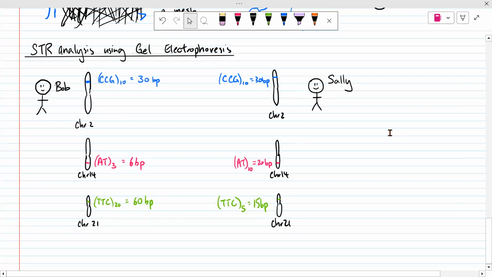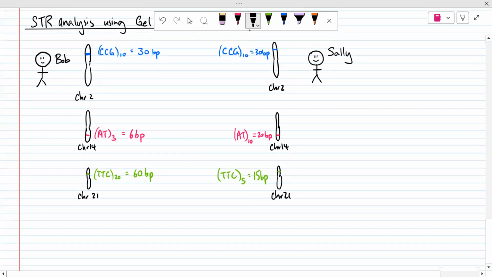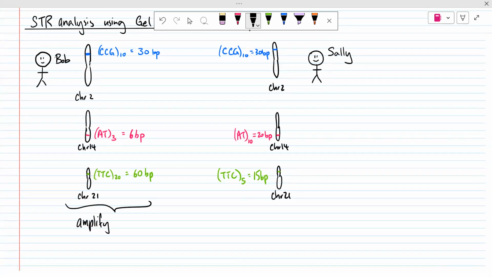Now, since we know the location of these STRs in the genome, we can design primers to amplify them. Okay, so what we're going to do is we're going to take this and then we amplify. Amplify and clone mean the same thing, to make many copies of it. That's basically what it means, right? Amplify these STRs using PCR.